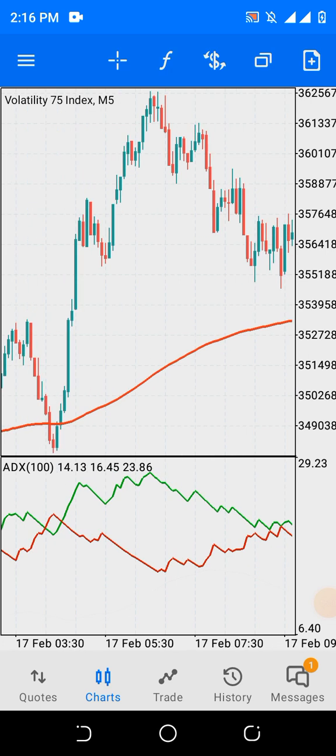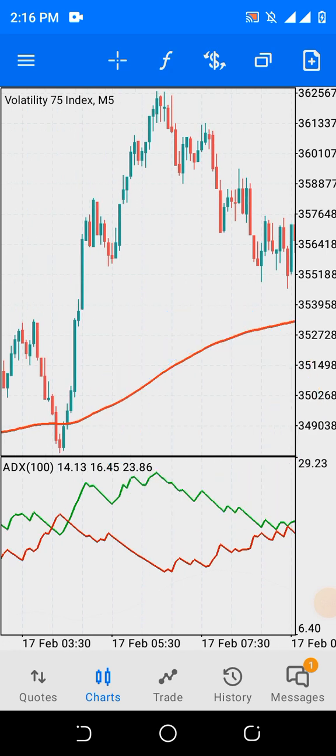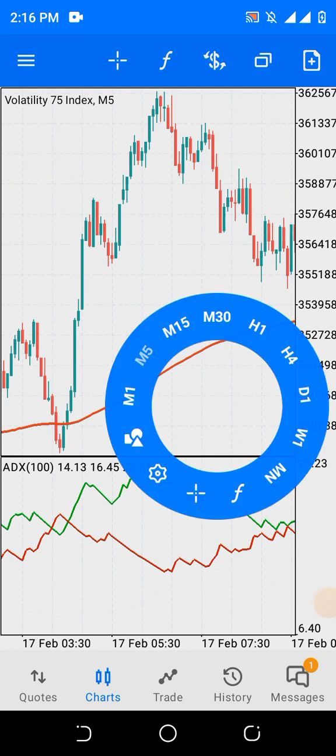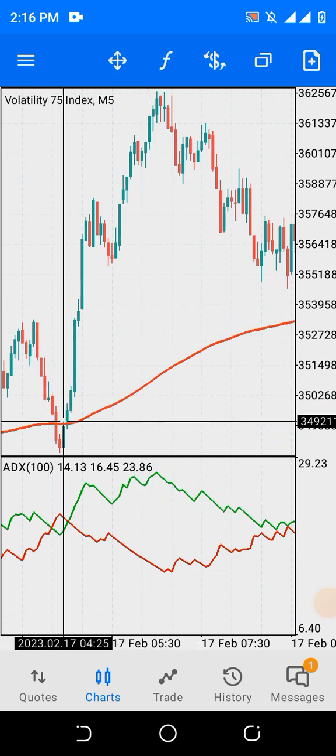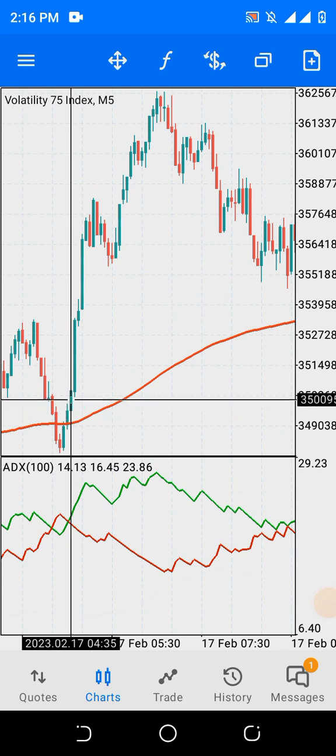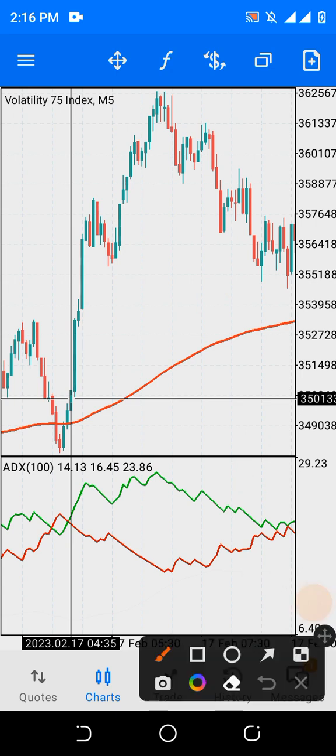Do you understand? So a buy signal is where the green line of the indicator crosses the red line, so you make a buy entry here. So from here now, this is our buy entry. Do you understand? So we make a buy entry from this point of crossing. Do you understand? So you record massive profit.